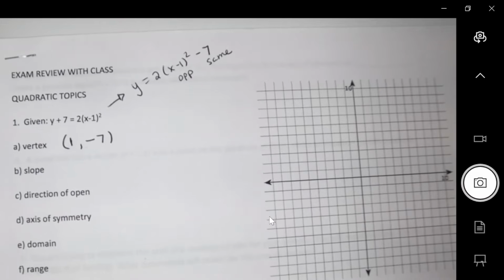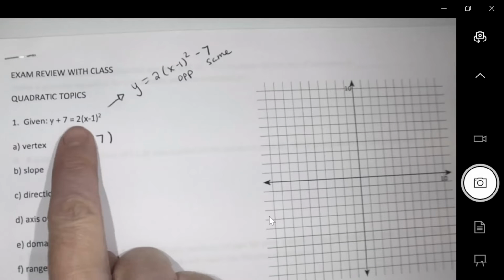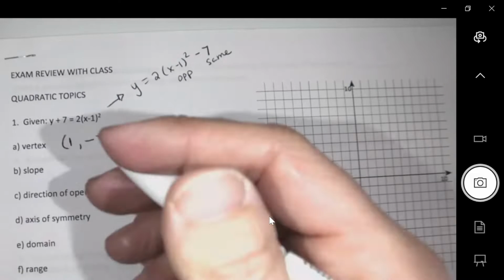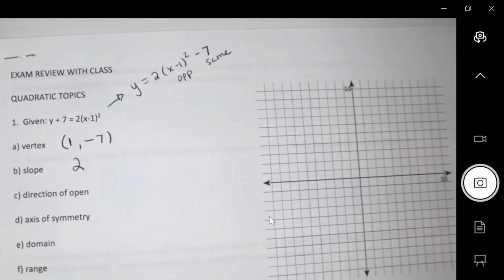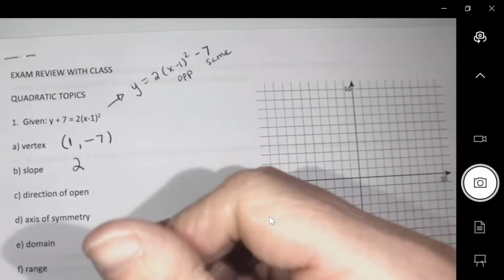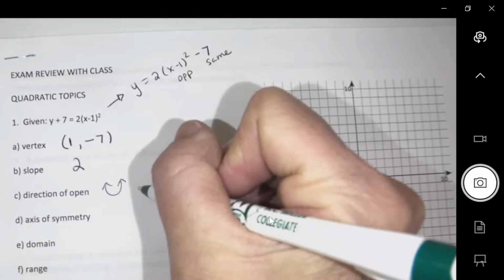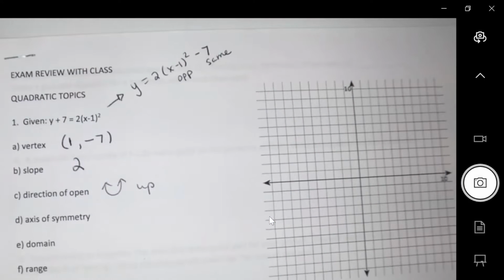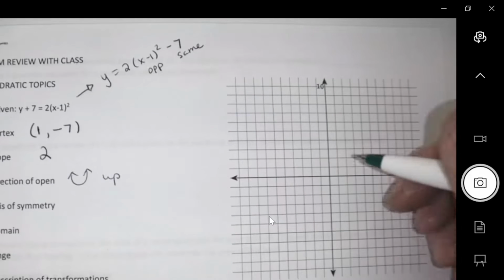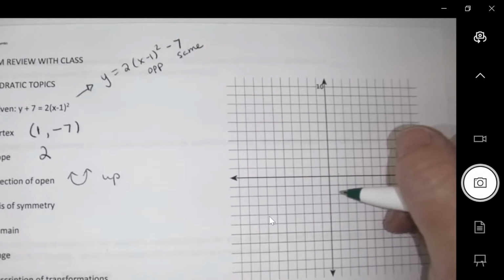Okay. The slope. What is the slope of this equation? So the slope is the multiplier, so 2. Therefore, which way does it open, up or down? It opens up. Okay, so let's graph this. We can already graph it. So 1, -7.